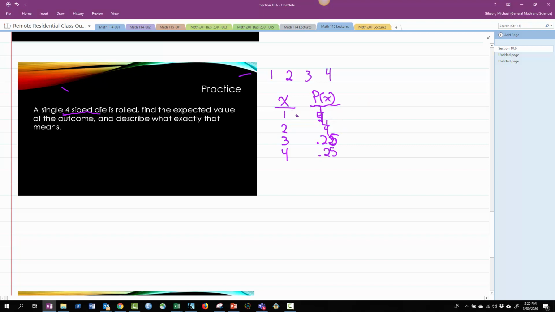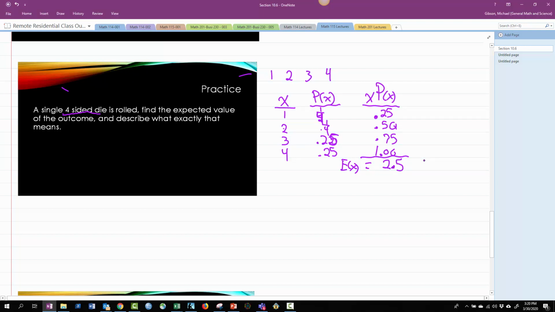Now, then the next step, we're going to take each of the possible outcomes and multiply it times its probability. All right, so 1 times 1/4, we're going to add these all up, so I'm going to write them as decimals. 1 times 0.25 is 0.25, 2 times 0.25 is 0.5, 3 times 0.25 is 0.75, and 4 times 0.25 is 1, right? Then the expected value, you just add all those up, and that is going to add up to 2.5.